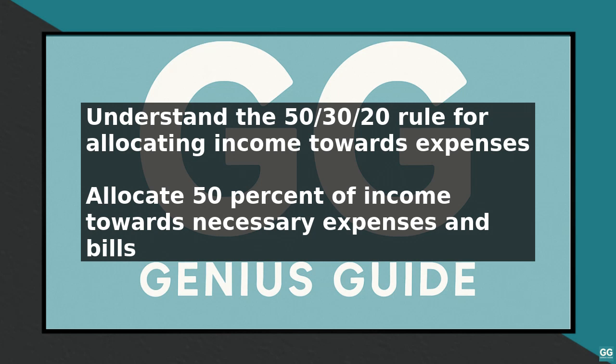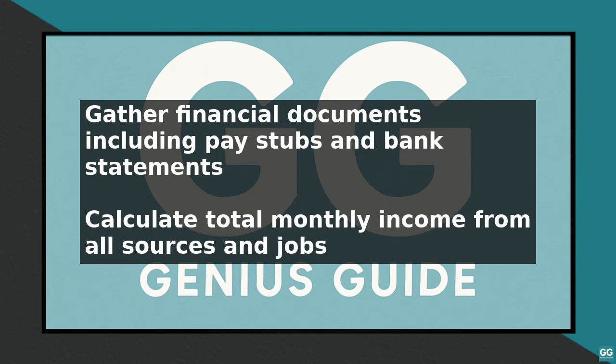First, gather all your financial documents, including pay stubs, bills, and bank statements. Next, calculate your total monthly income from all sources. Then, identify your necessary expenses, such as rent, utilities, and groceries. Assign a dollar amount to each category based on your historical spending data.